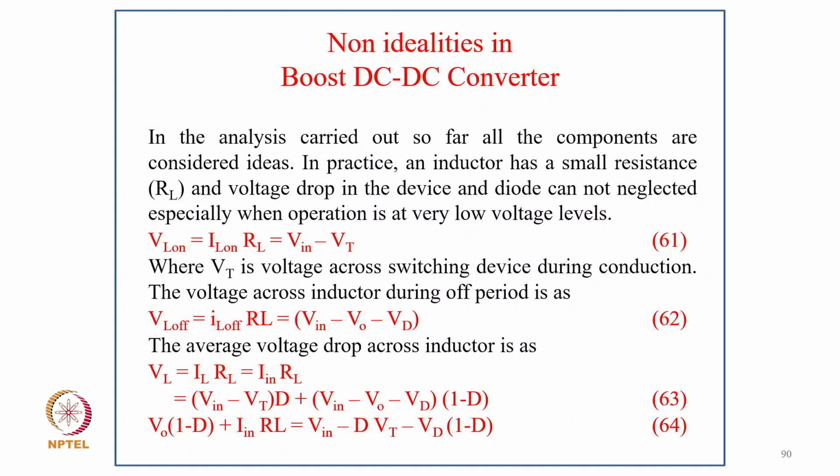So VL during on equals IL on times RL, or equal to Vin minus VT, the transistor drop, where VT is the voltage across the switching device during conduction. So the voltage across the inductor during the off period is VL off equal to IL off times RL, or equal to Vin minus VO minus VD, the diode drop. So the average voltage drop across the inductor is VL equal to IL RL, equal to (Vin minus VT) times D plus (Vin minus VO minus VD) times (1 minus D), or Vin minus D VT minus (1 minus D) VD, plus VO times (1 minus D).